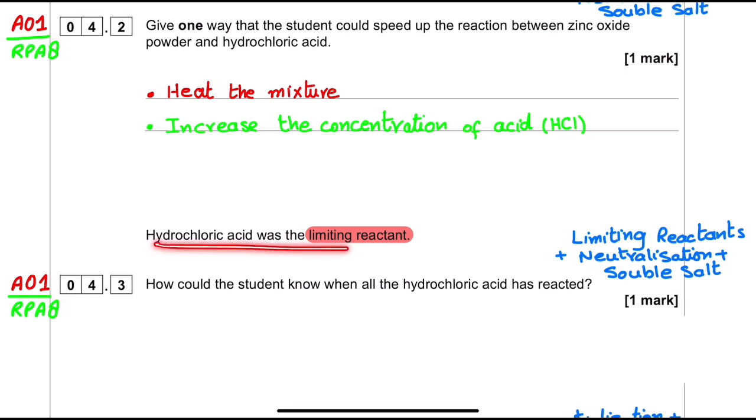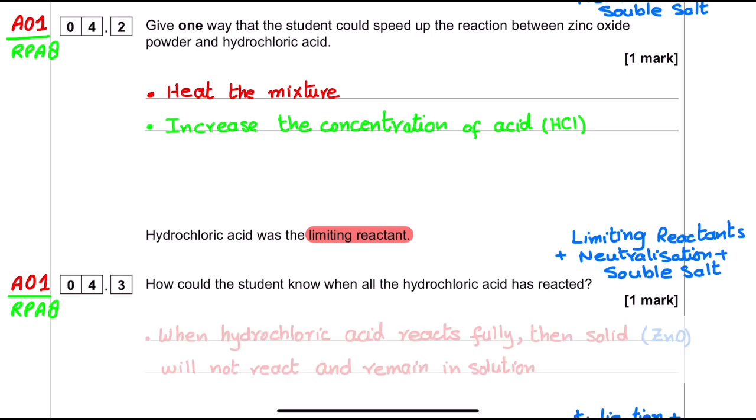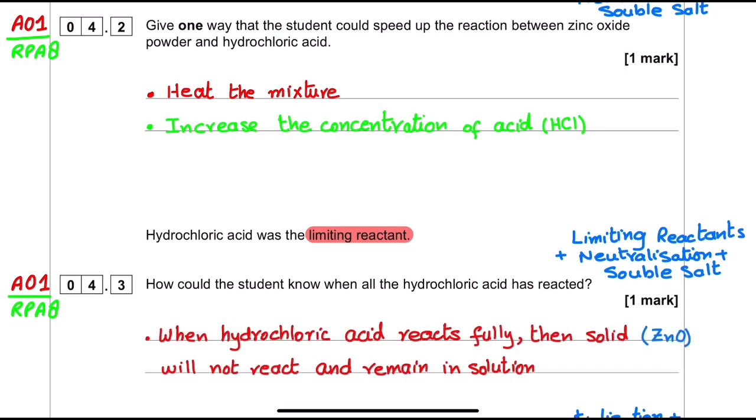As it is mentioned here, the hydrochloric acid was the limiting reactant. So hydrochloric acid will finish first and the reaction will stop. As a result of that, zinc oxide will remain in the powder form and it will not react anymore. Let's see the model answer. When the hydrochloric acid reacts fully, then the solid zinc oxide will not react and remains in the solution.